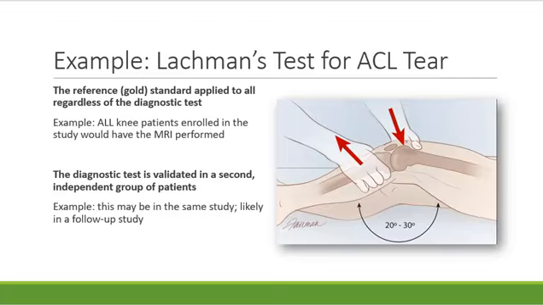The gold standard should be applied to all individuals regardless of the diagnostic test. So all the individuals enrolled in the study that had the Lachman test performed, whether or not they were in for an ACL injury or a patellofemoral pain syndrome case or maybe knee OA, they should all have the gold standard test done. And the diagnostic test should be validated in a second independent group of patients. Now, sometimes you'll see this in a study, and other times, more than likely, it'll be in a follow-up study.